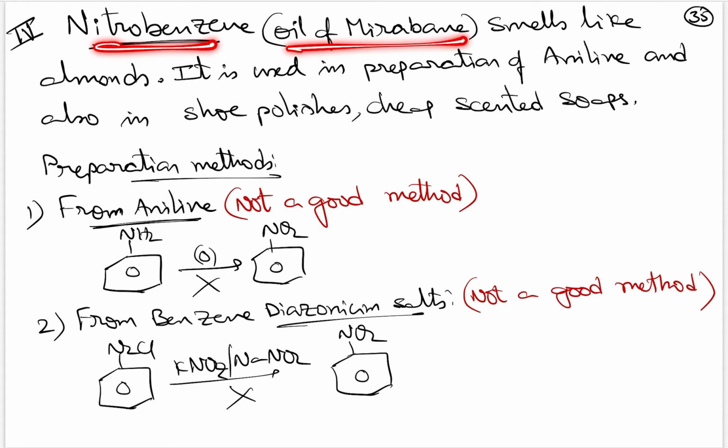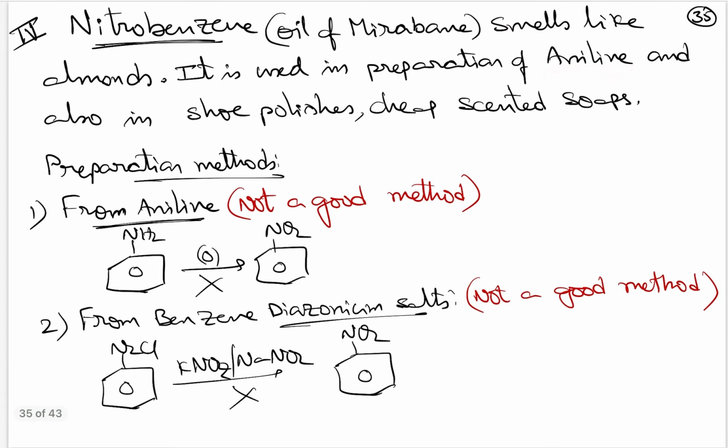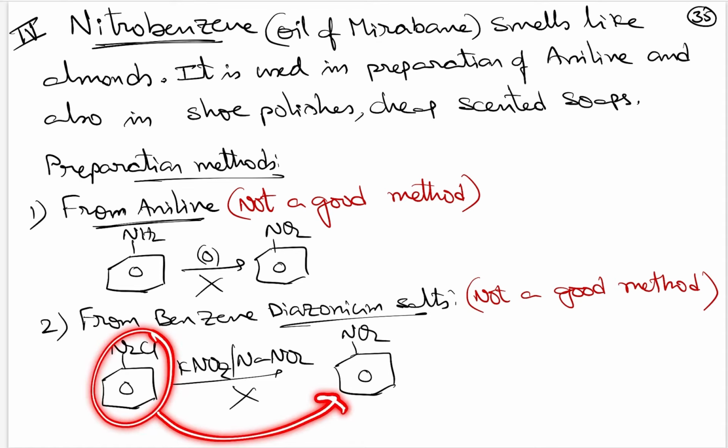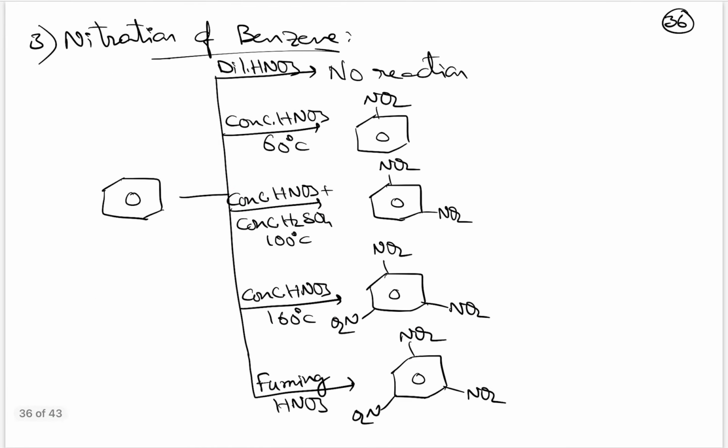Then nitrobenzene. It is also called oil of mirbane and it smells like almonds, and it is used in the preparation of a very important compound, aniline, and in shoe polishes and cheap scented soaps. Preparation method from aniline is not a good method, because if you try to do oxidation, the aniline NH2 group is a ring activating group, so the ring is highly sensitive to oxidation, and the ring will be broken down into pieces. Then with benzene diazonium salts also, directly from benzene diazonium salt on nitration, you cannot get nitrobenzene. Therefore, this is also not a good method.